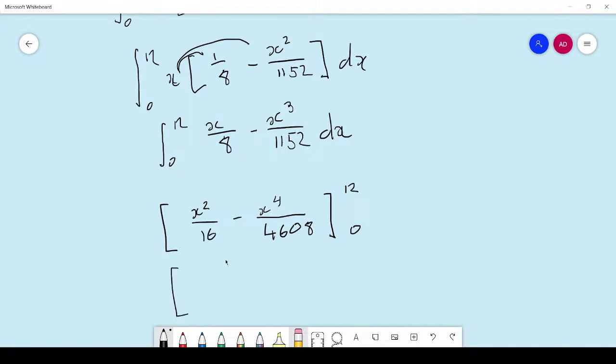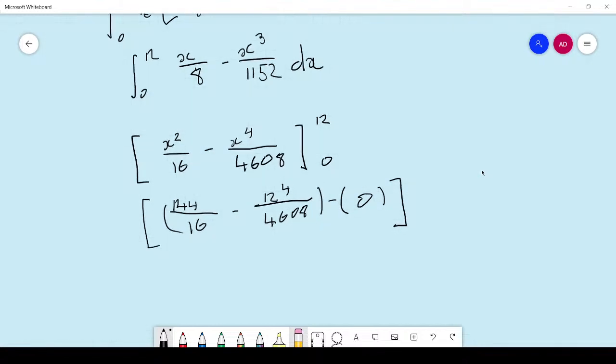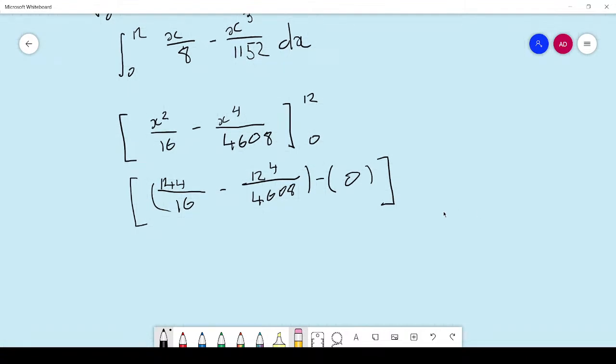So now we just sub in, so top value first. 12 squared is 144 over 16 minus, I can't do that in my head, 4608, minus, so here we'll sub in 0, so 0 squared over 16 is 0, 0 to the power of 4 is, so that whole thing's just going to be 0. Which works out quite nicely for us. So now we'll just use calculator.